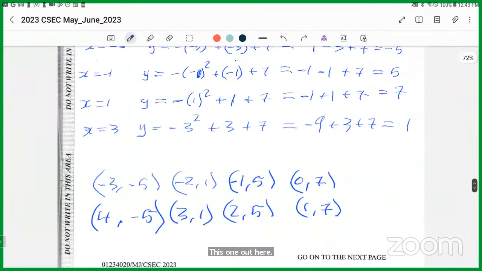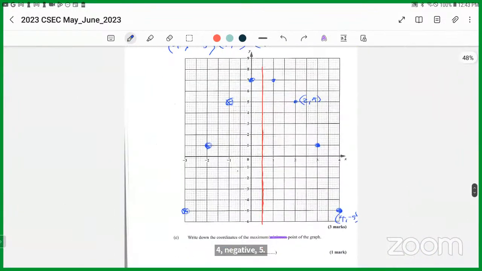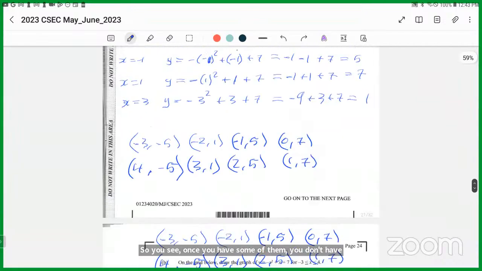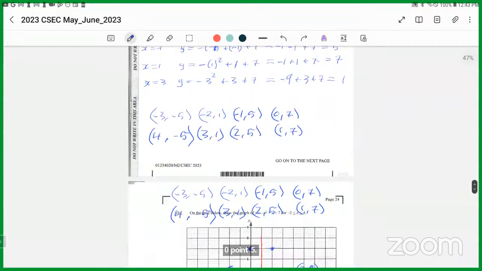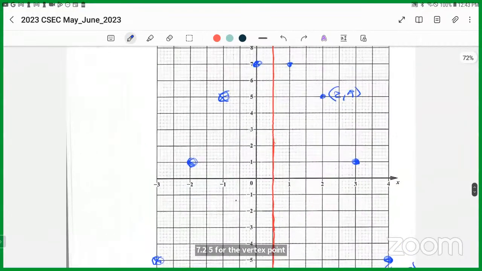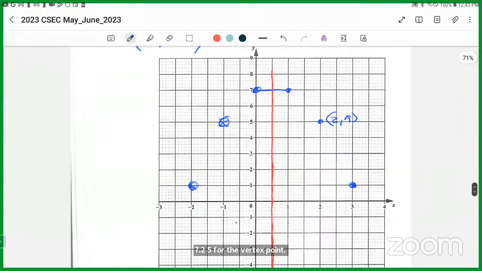So you see, once you have some of them, you don't have to do the rest. And then again, let's put in this point: 0.5, 7.25 for the vertex point. But you cannot draw the graph and come straight across here. That will be wrong. You have to make sure that the graph continues on this curve and turns right on the vertex, on the axis of symmetry, I should say. All right, so we need 7.25.